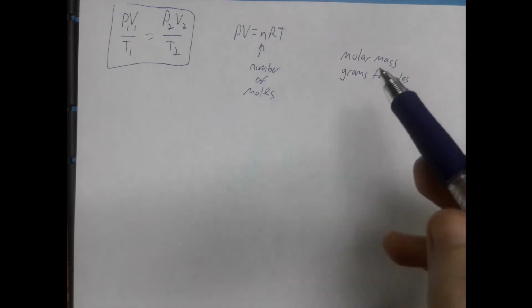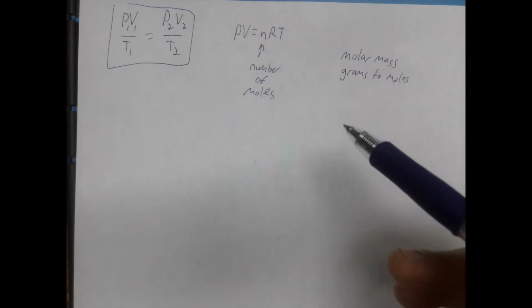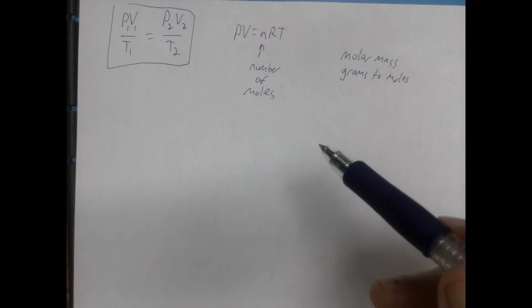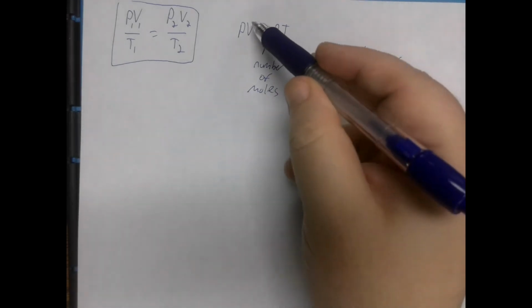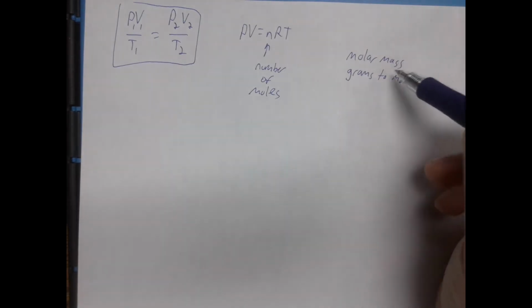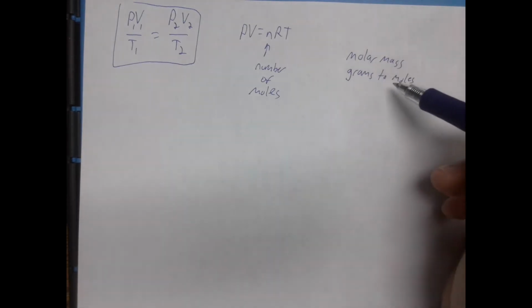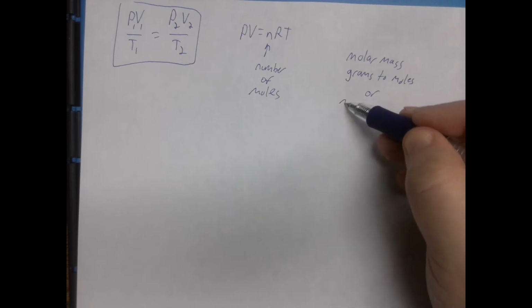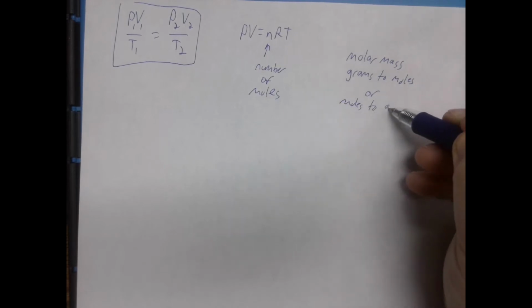If the problem says for you to find grams, don't be thinking about grams, be thinking of moles. So this equation is number of moles here. You can use molar mass to convert grams to moles or moles to grams.